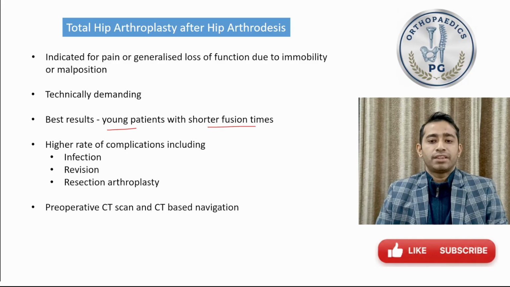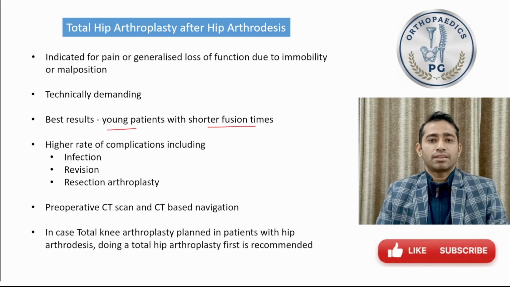A preoperative CT scan and CT based navigation may help in planning the femoral neck cuts and placement of the implants. A special case is when a patient with hip arthrodesis requires a total knee arthroplasty of the same limb. It has been observed that if the hip is first converted to a total hip arthroplasty before the total knee arthroplasty, the results of total knee arthroplasty are better. So in these cases, doing a revision of the arthrodesis to a total hip arthroplasty before doing the total knee arthroplasty is often recommended by some authors.